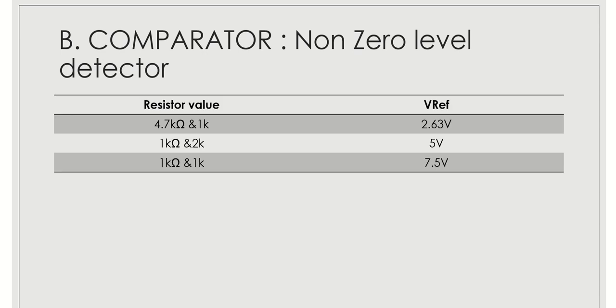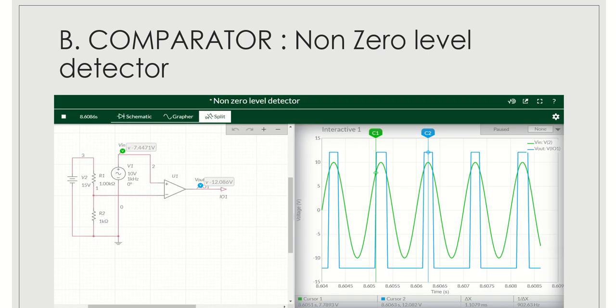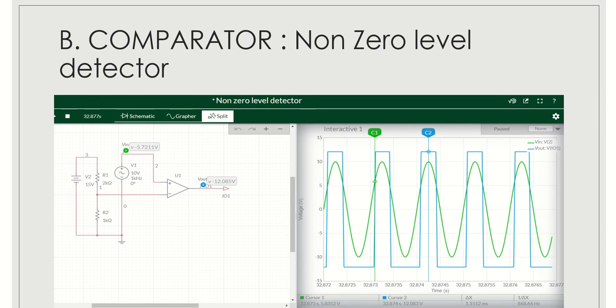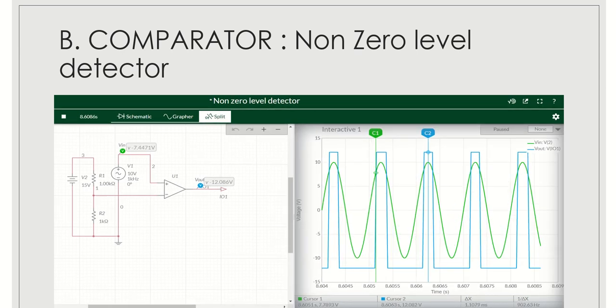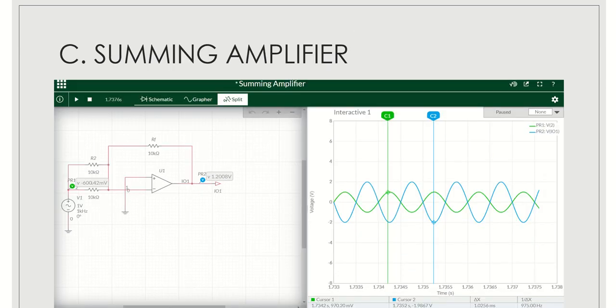And for resistor 1k, I've got 7.5 volt and still the waveform like this, but the square wave got a little smaller than the 2k one. After that, the summing amplifier.